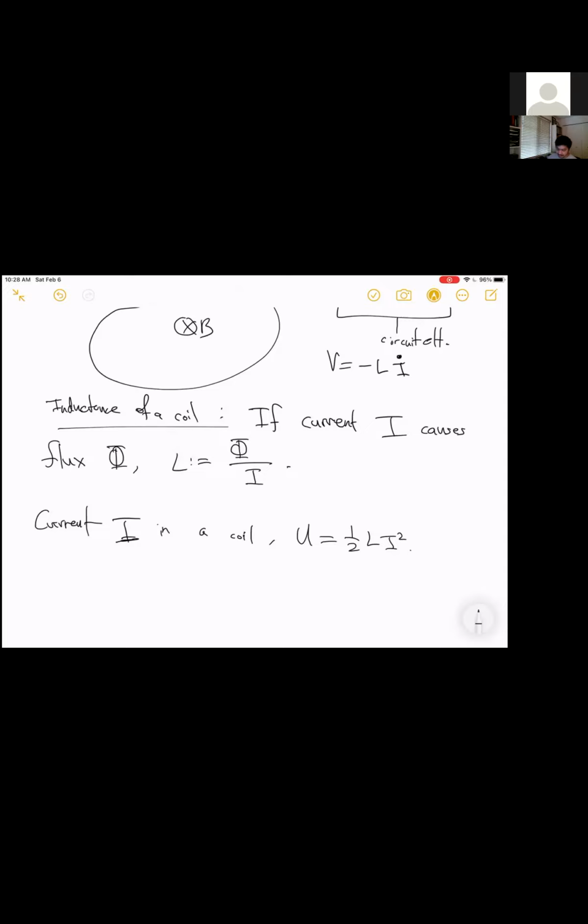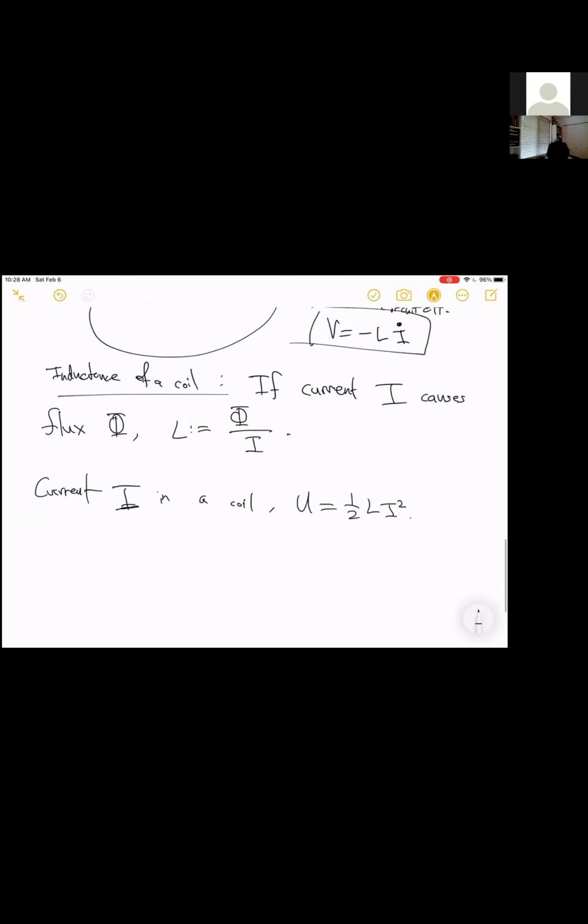So L is what's known as the self-inductance. And if you have a current I in a coil, the energy is 1/2 LI squared, and the potential drop is negative LI dot. Okay, but there's also something called mutual inductance.